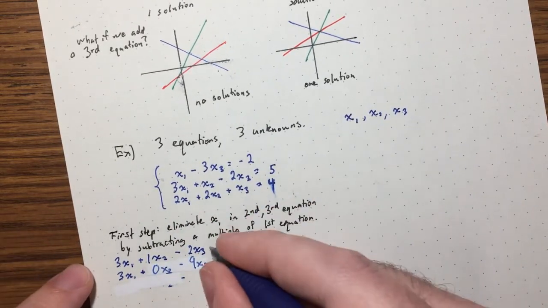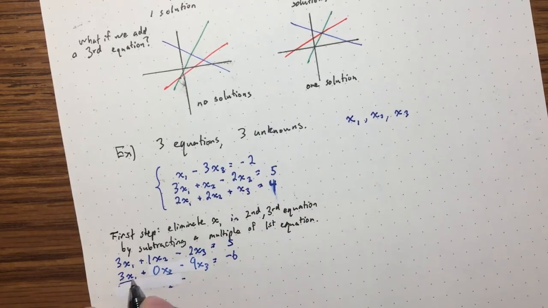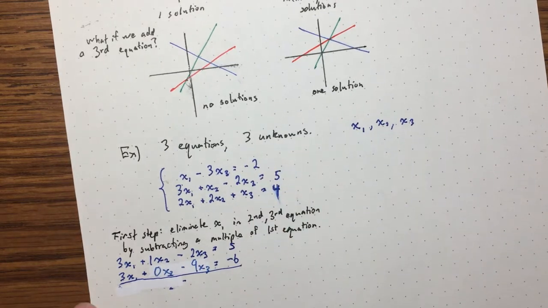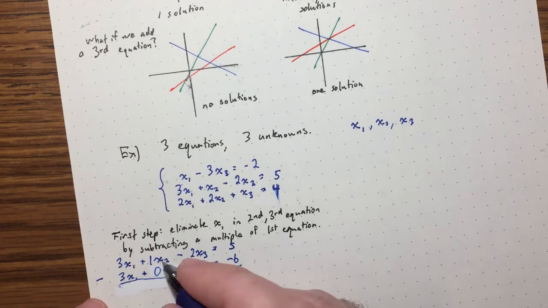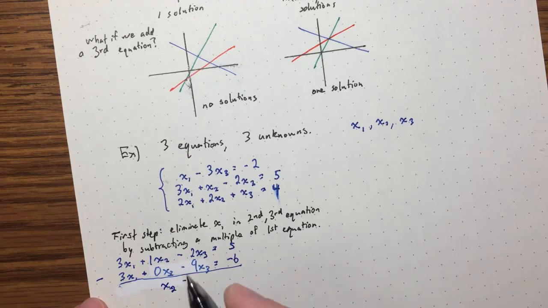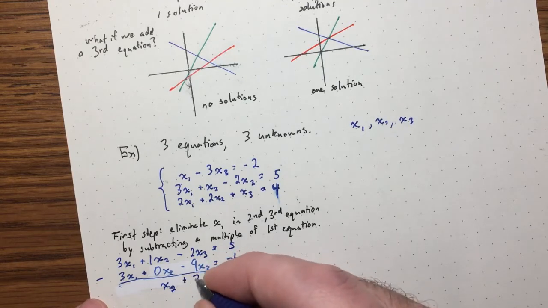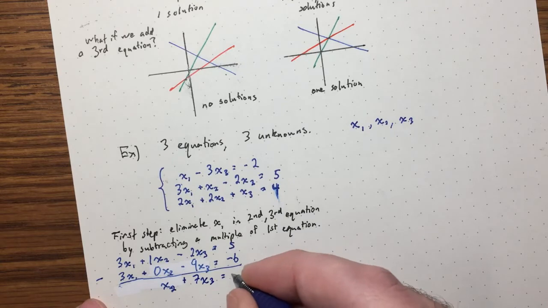I'm taking my second equation and I'm going to subtract this one. This one right down here is 3 times the first equation. What do I get? So I'm subtracting these two equations. I get 0x1, that's what I wanted, right? But I have 1x2 minus 0x2, that's a 1x2, so just x2. And then here I have to be careful, 2x3 minus -9x3, that's going to be a plus 7x3. And I have 5 minus -6, that's going to be an 11.